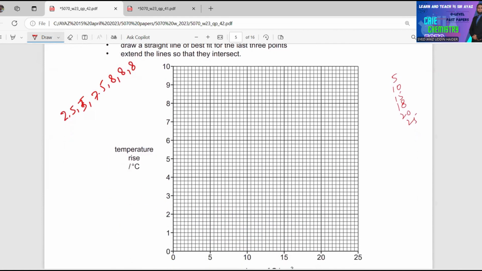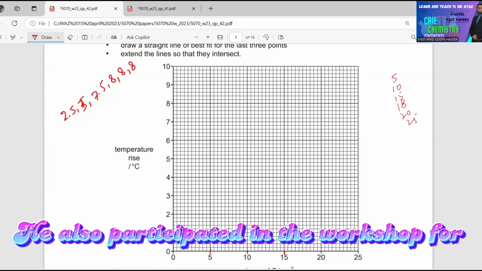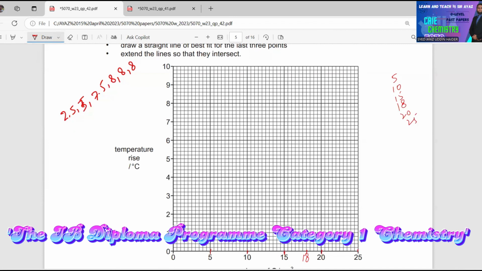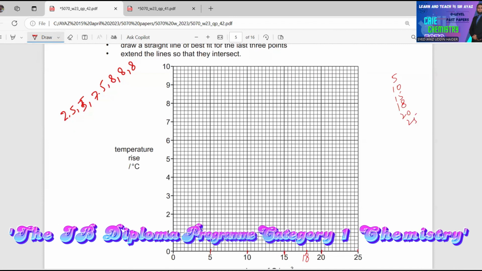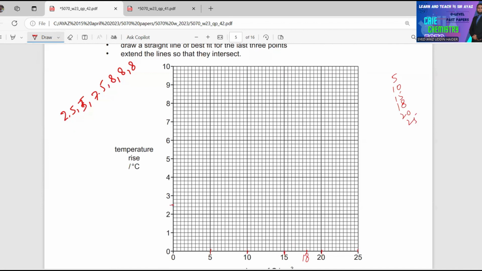Now I'm plotting. On the x-axis, we are having volume of Q. So we have the volumes here, 5 and 10. Then we have 15, 18, 20, and 25. What about the temperature? 2.5 degrees centigrade rise in temperature. It must be between 3 and 2. It must be here. 2.5, 5. Then we have 7.5. It must be between 8 and 7. And then we have 8. That's all we are having.